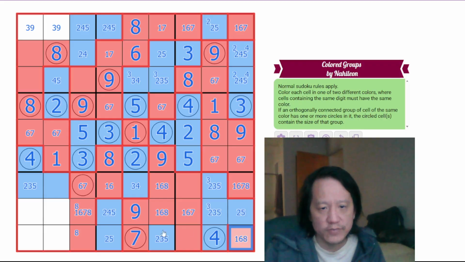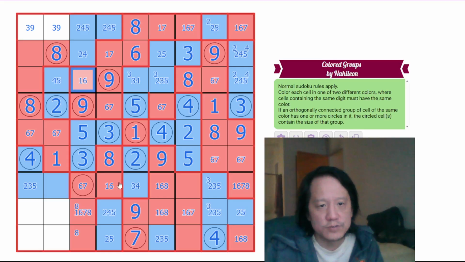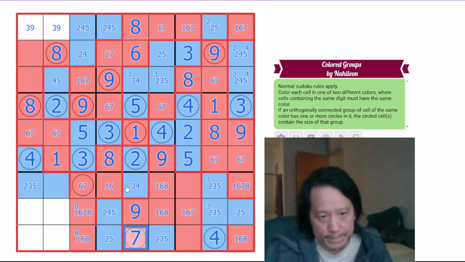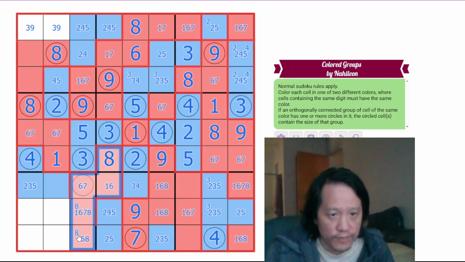This can't be 7 because of a 7 in the row. This is 1, 6, or 7. This could be 1, 6, 7, or 8. No 7, though, because of the 7 in the row. So this is 1, 2, 3, 4, 5.